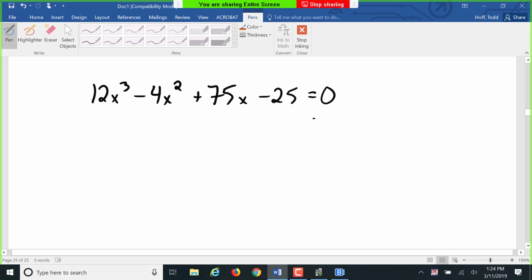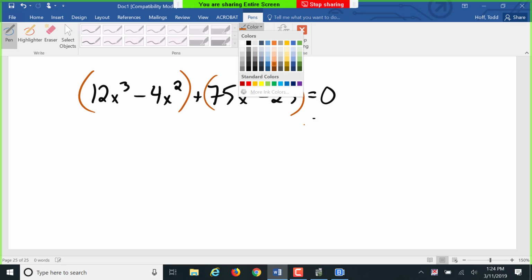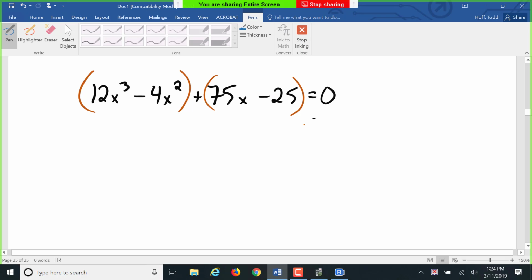So this one, of course, has 4 terms in it. There are no common factors, so we're going to resort to grouping. So we'll try to group the first two and the last two. It's in descending order, so it makes sense that we should do it that way. What's our common factor for these first two? 4x squared. Good. And if we factor out a 4x squared, what is left? 3x minus 1.